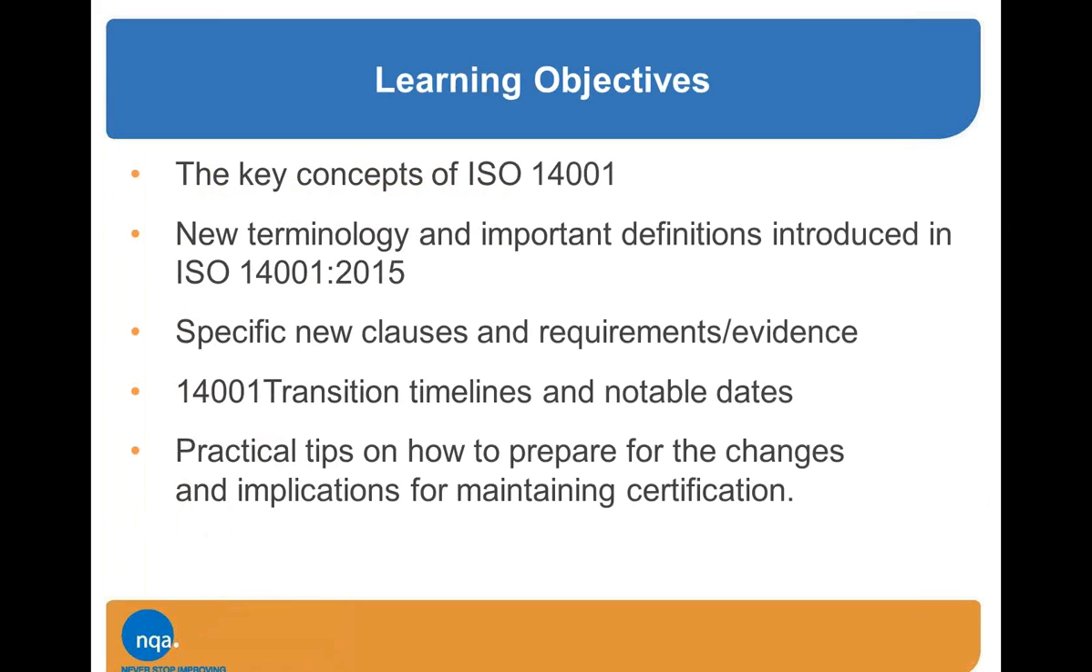That's all the housekeeping out of the way, and a little bit there about the outline of the next hour or so. We're going to have a look at the concepts of ISO 14001:2015, and touch on some of the terminology and definitions that were introduced in the standard. We'll look at all of the clauses, but particularly at a few of them, and specifically talk about the evidence that we as an assessment body, or I as an assessor, would want to see if I was carrying out an assessment to the standard. We'll also look at some transition timelines and notable dates. There is only one notable date left, but we'll come on to that. Then a little bit of advice at the end on how best to prepare for the changes and the implications for maintaining certification.